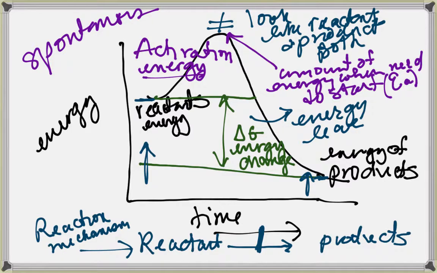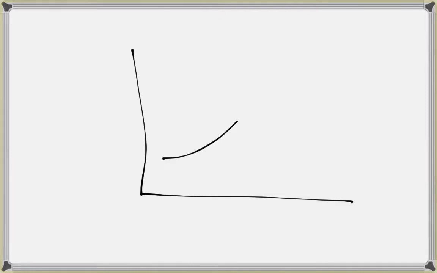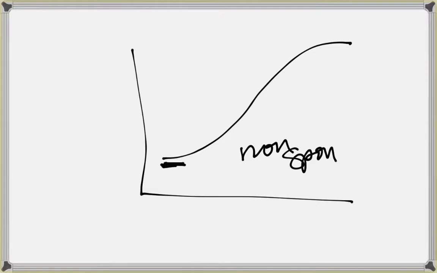So for instance, if you look here and you had something that looked like this, it would be a non-spontaneous reaction because you see the energy of the products is here and you need all this energy for it to happen. This, you're looking for energy elsewhere.